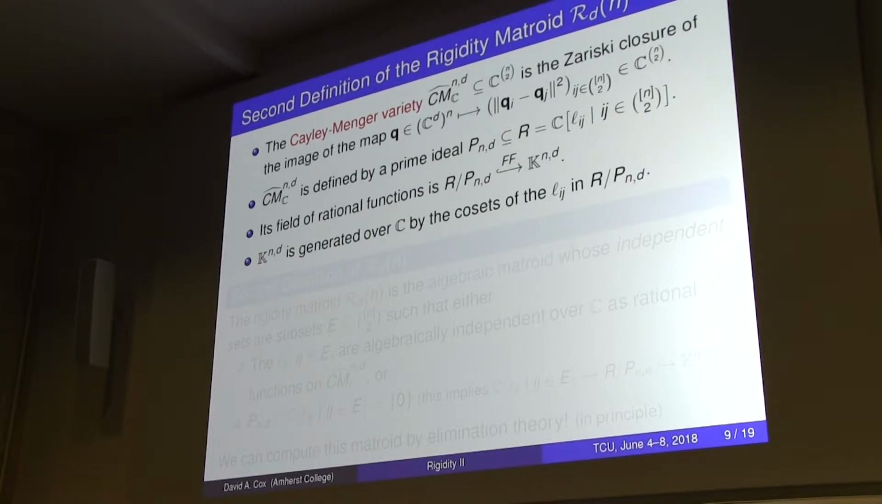Well, then we take our quotient ring, and then we take the field of fractions, and so this is the field of rational functions. So that's just my notation for the field of rational functions on that variety. And then the point is that here's a field, and I have the complex numbers sitting inside this really big field, and it's generated as a field by the cosets of the variables. Another way to think about it is that the variables just give rational functions on the Cayley-Menger variety.